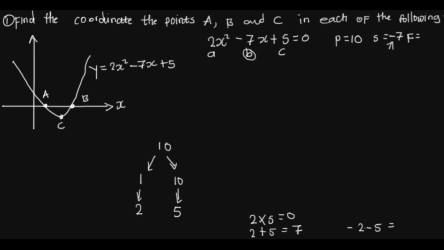So it's negative 2, negative 5. We know that when we have the same signs, we add and maintain the sign. So from here, we can see that we have 7, and it will give us negative 7. So the two factors are negative 2 and negative 5. Now we can proceed: 2x squared minus 2x minus 5x plus 5 is equal to 0.